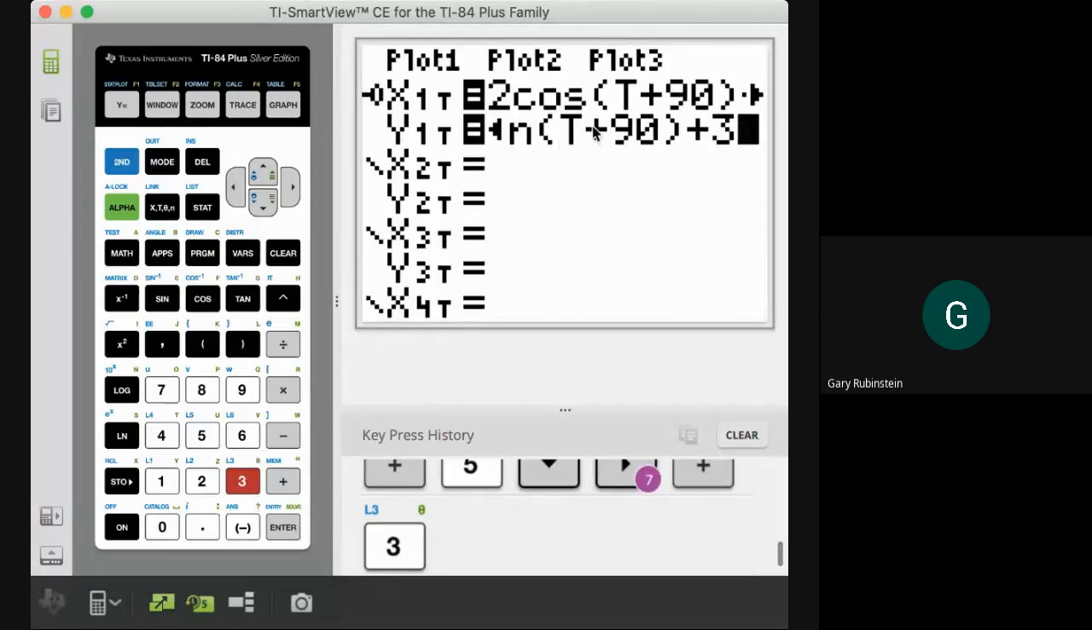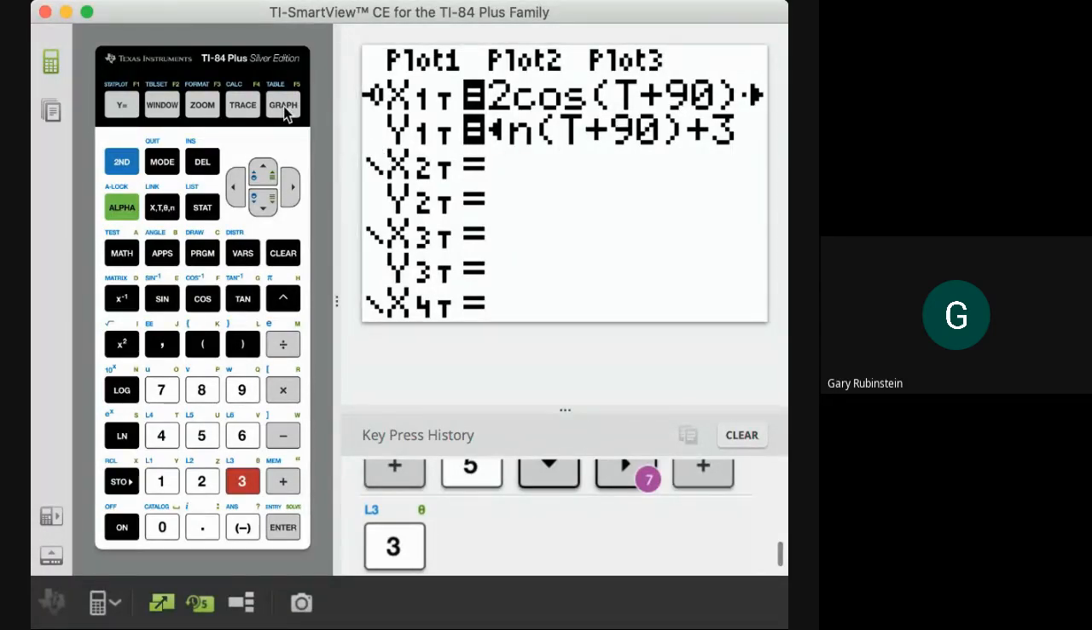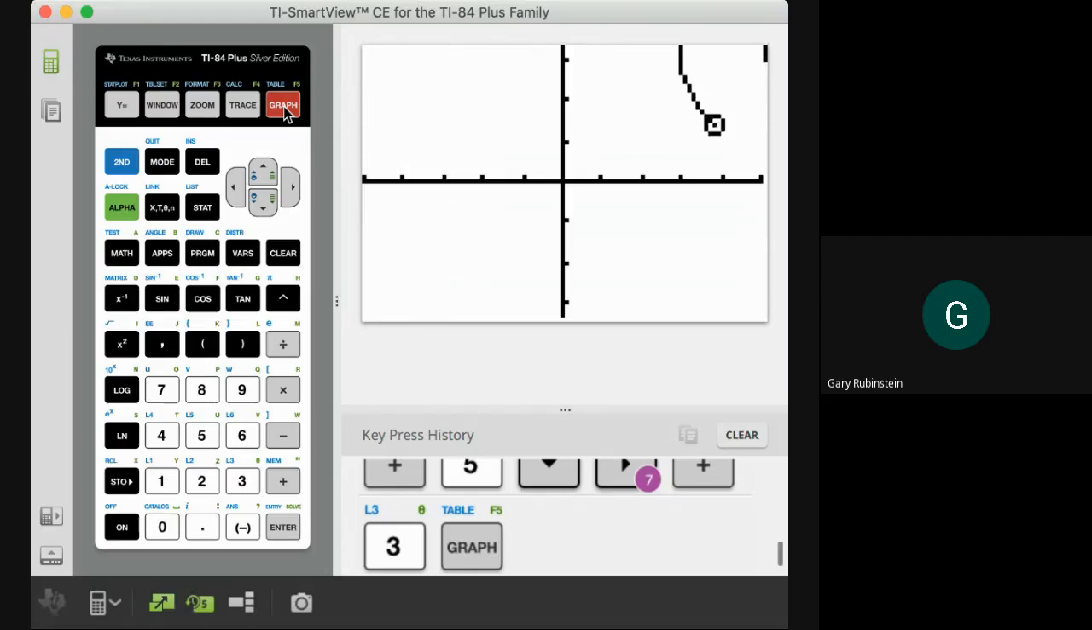This one, because the plus 90 is still there, is going to start at the top. But watch the graph. Well, too big for the graph. I could zoom.